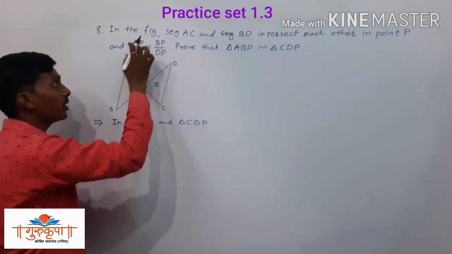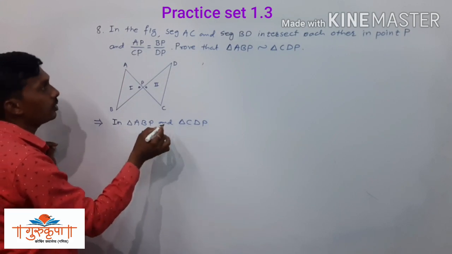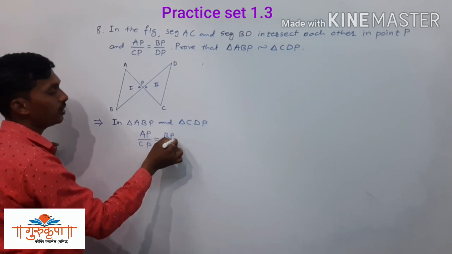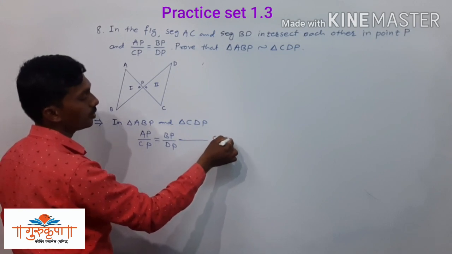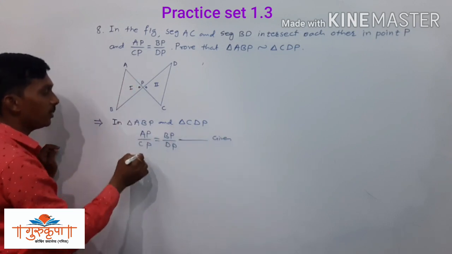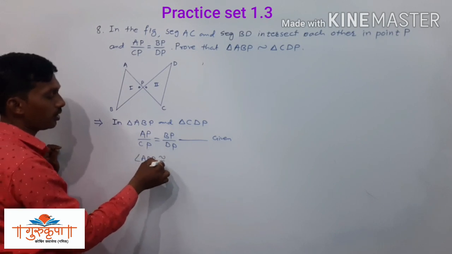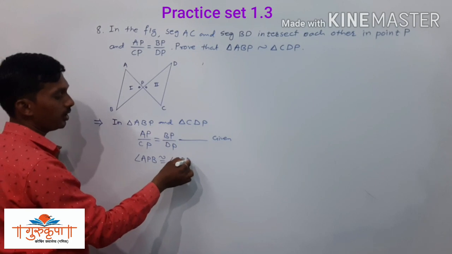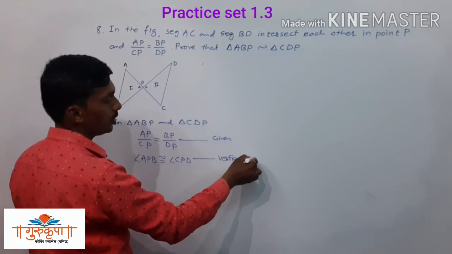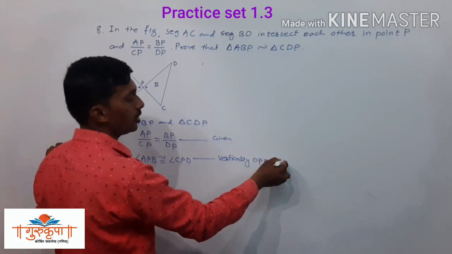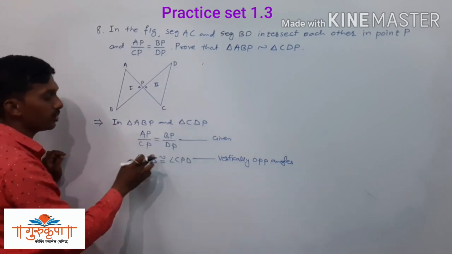It is already given that AP upon CP is equal to BP upon DP, that is the given information. The reason of this is given information. And now we can write angle APB congruent angle CPD, and the reason behind it is vertically opposite angles. Vertically opposite angles are always congruent with each other.